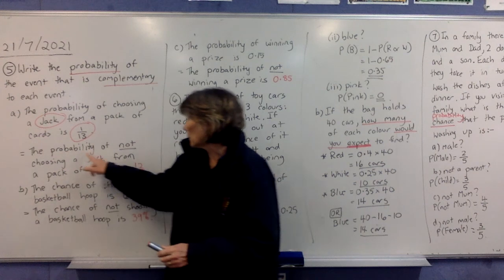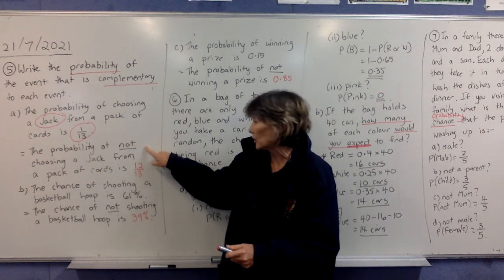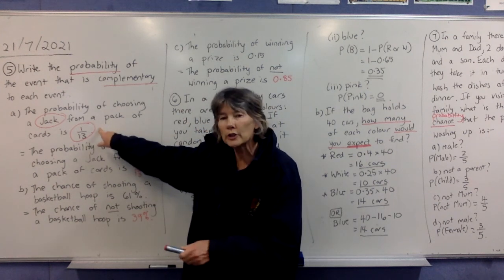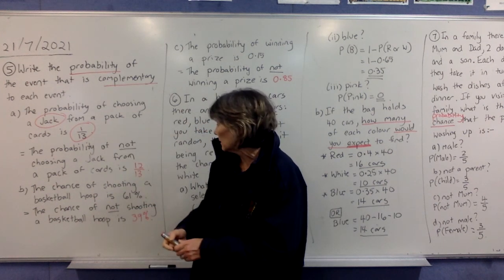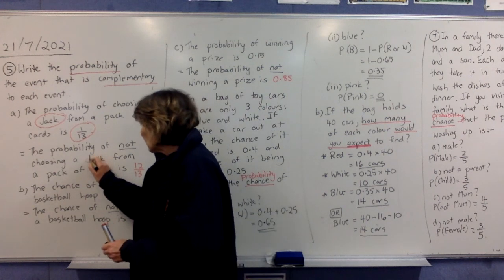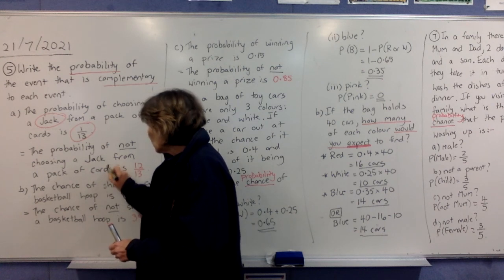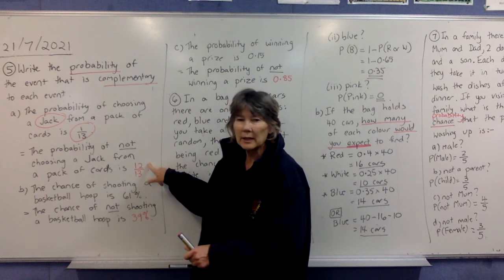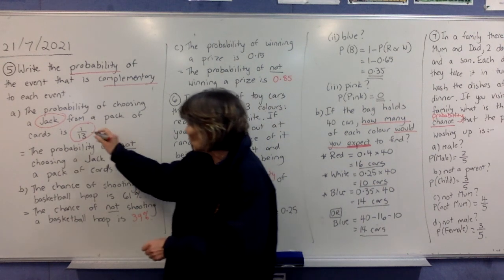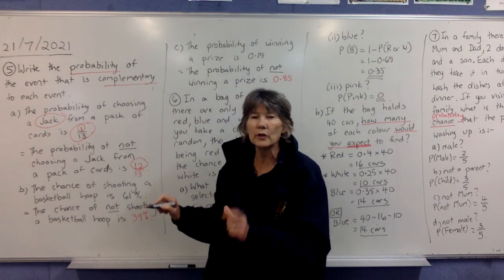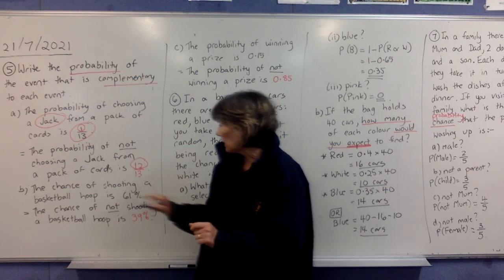So we're going to say the probability of not choosing a jack from a pack of cards is, now if you choose the jack it's 1 over 13, so not choosing the jack will be 12 over 13. Okay, so we've got 13 things all together. Getting the jack is 1, not having it is 12. So those numbers on the top, these ones, have to add up to the 13 on the bottom. Okay, now the next one.